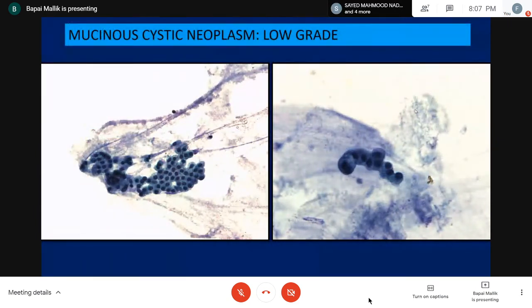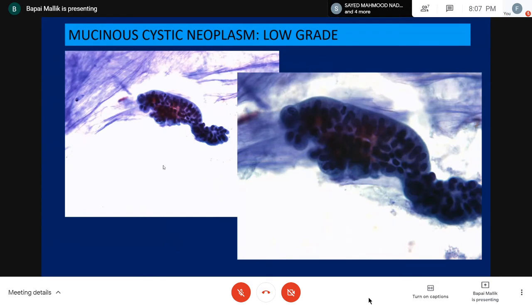So this is a low-grade mucinous cystic neoplasm, as you can see over here. It's mucinous with mucin, but the cells are pretty uniformly placed. Nuclei look to be a little bit hyperchromatic, but it's okay. Maybe because of the way the picture has been taken, because the nuclear outlines are sharp, not a very high NC ratio. It's pretty okay. I would call this a mucinous cystic neoplasm.